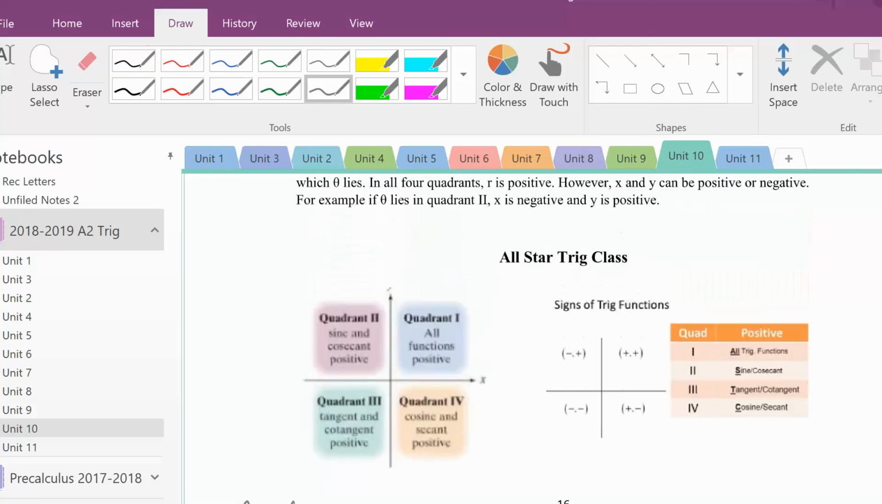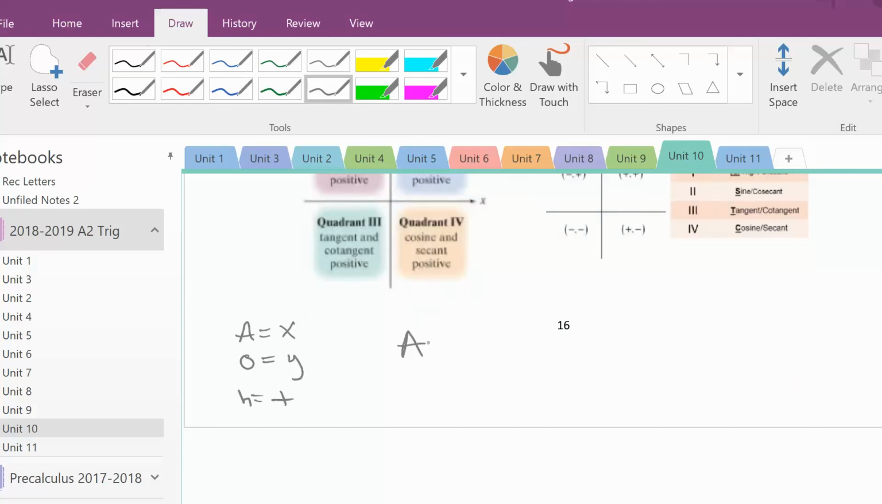So there is a saying, all-star trig class, or I use for my students as well, all students take calculus, hopefully. Anyway, so that means in the first quadrant, the sine is the one in the second, tangent in the third, and cosine in the fourth. And when I do this, I'm only talking about the 3 main ones, not the reciprocal, because if the sine is positive, that means the cosecant is automatically positive.